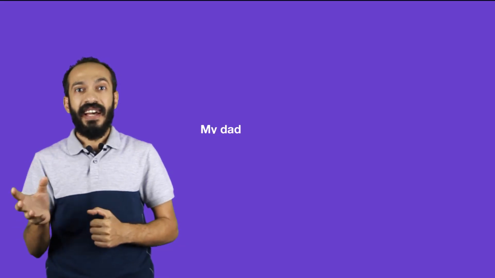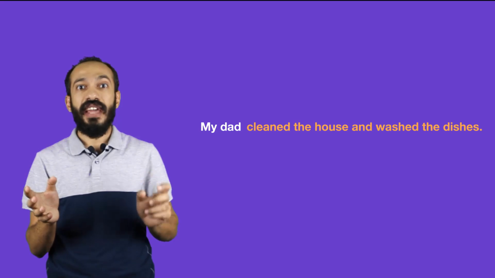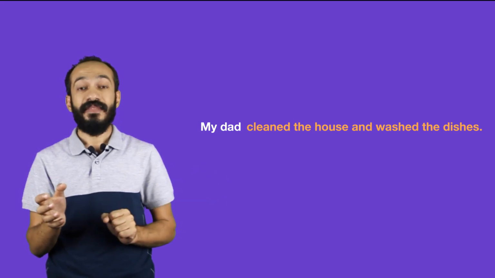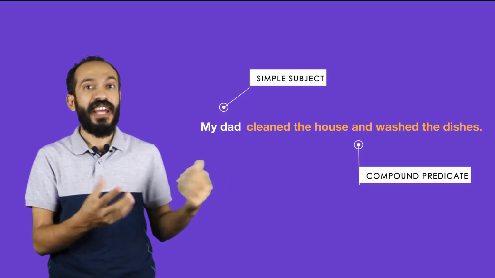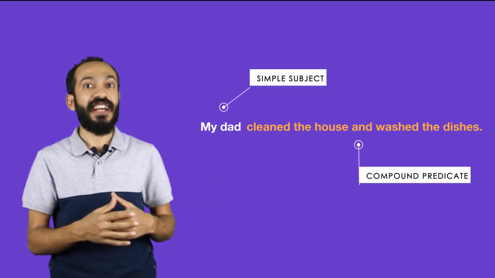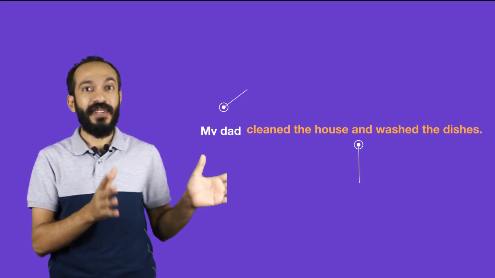Now, a compound predicate. My dad cleaned the house and washed the dishes. Well, my dad is a simple subject, but he did two different actions, the action of cleaning and the action of washing. So, that is a compound predicate.